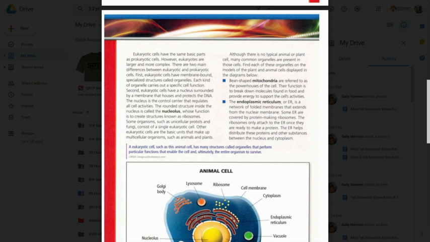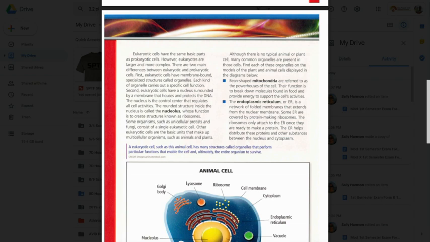The round structure inside a nucleus is called the nucleolus, whose function is to create structures known as ribosomes. Some organisms, such as unicellular protists and fungi, consist of a single eukaryotic cell. Other eukaryotic cells are the basic units that make up multicellular organisms, such as animals and plants. Although there is no typical plant or animal cell, many common organelles are present in those cells. Find each of these organelles on the model of the plant and animal cells displayed in the diagrams below.